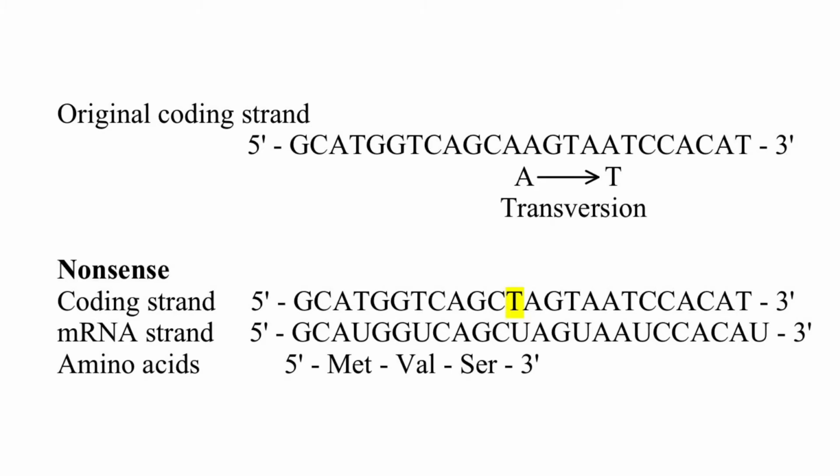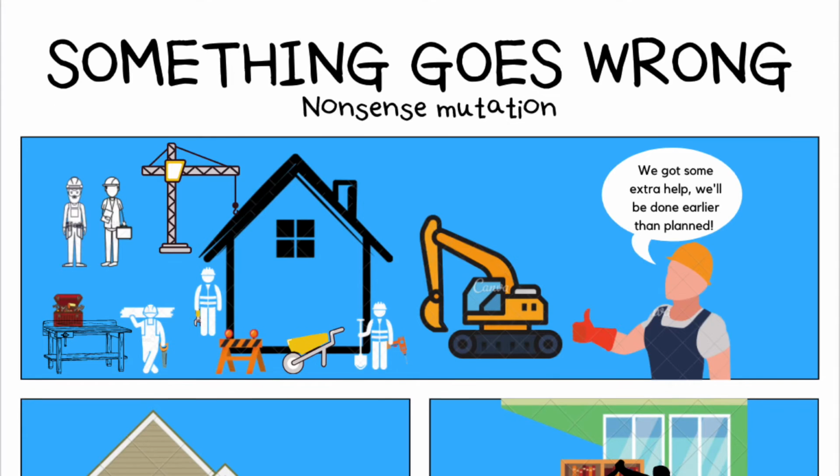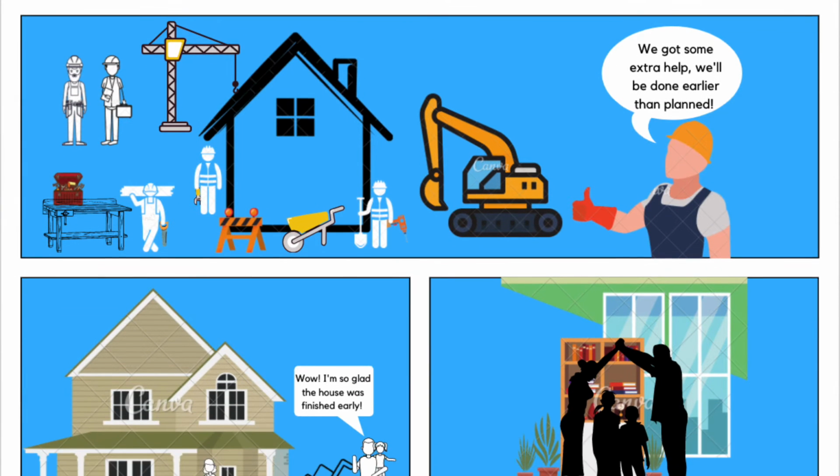The second example is a nonsense mutation. This is where the stop codon is placed before where it originally was. In this example, an A is changed to a T, and so the stop codon is earlier than it was previously. In building a house, you can think of this as getting extra workers so that the finish date is sooner.